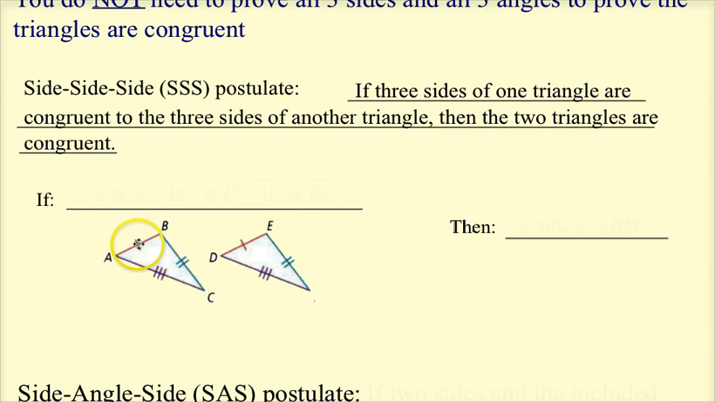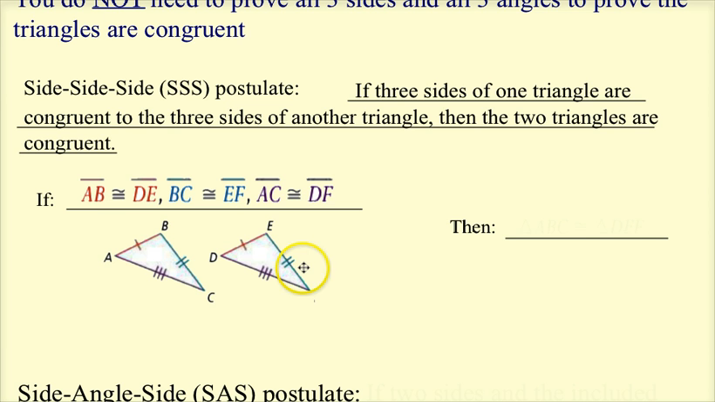And you can see I have AB is congruent to DE, BC is congruent to EF, and AC is congruent to DF. Okay, and we're going to write down the corresponding sides. So AB is congruent to DE, BC is congruent to EF, and AC is congruent to DF.